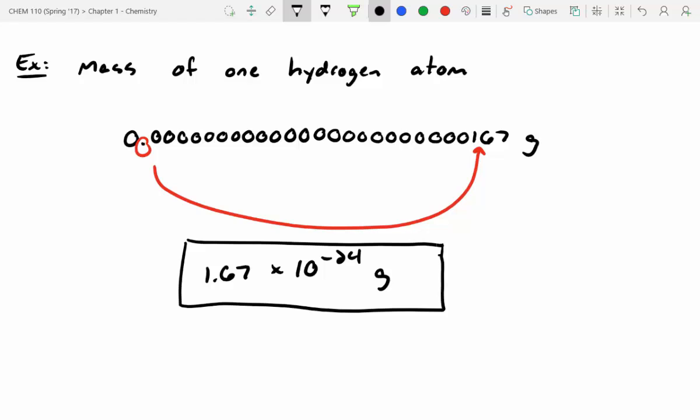It's an incredibly small number. Are there any questions with scientific notation? Oftentimes you'll see these written out as a power of 10. However, we can use prefixes to get around using these base 10 units.